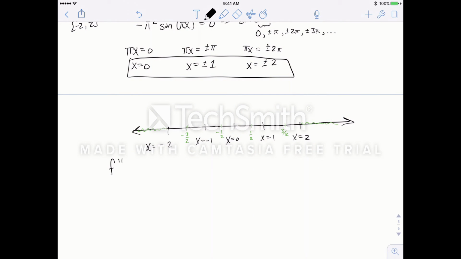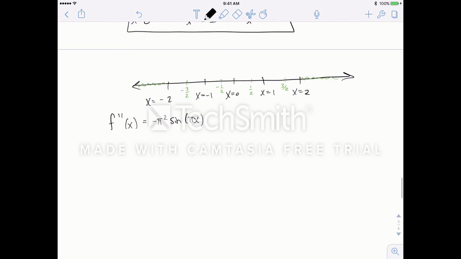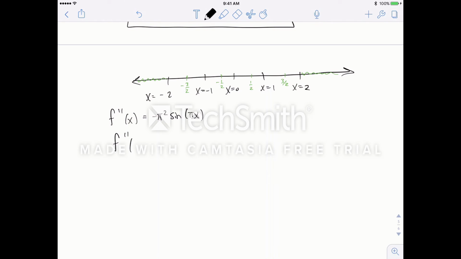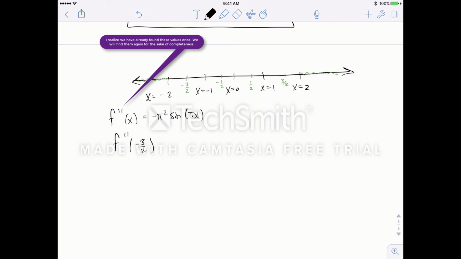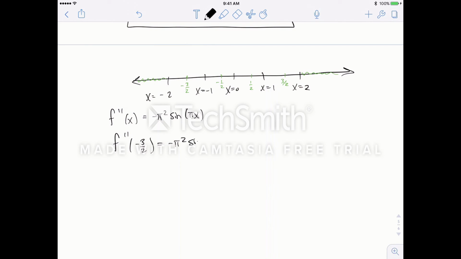So our second derivative was negative pi squared sine of pi x. Let's just plug in these points. F double prime of negative 3/2 is negative pi squared sine of negative 3 pi over 2. And sine of negative 3 pi over 2 is positive 1, which makes the whole thing less than 0.